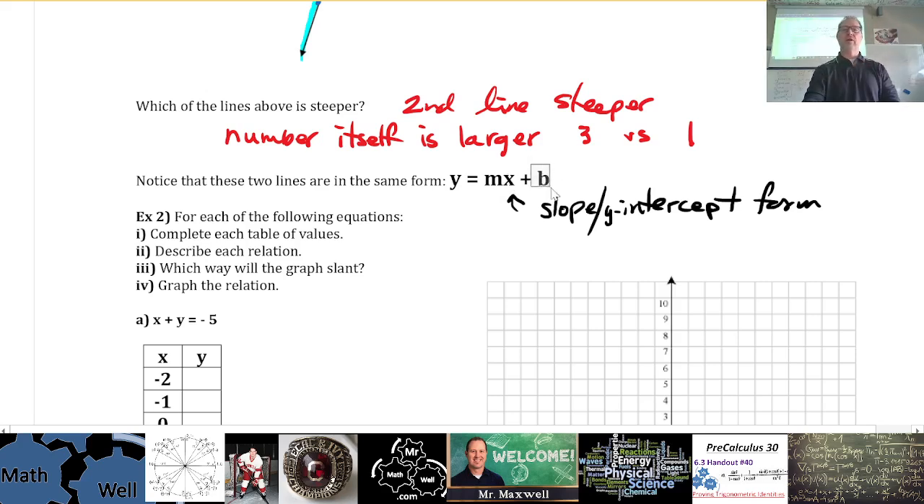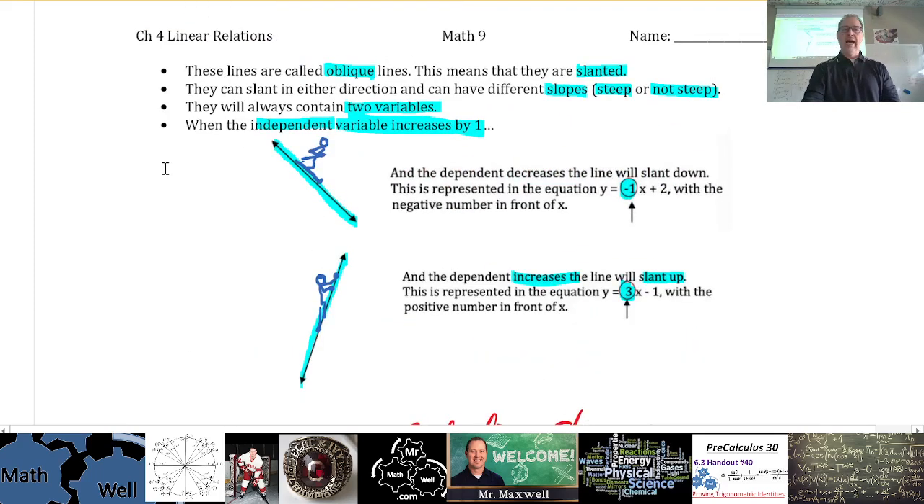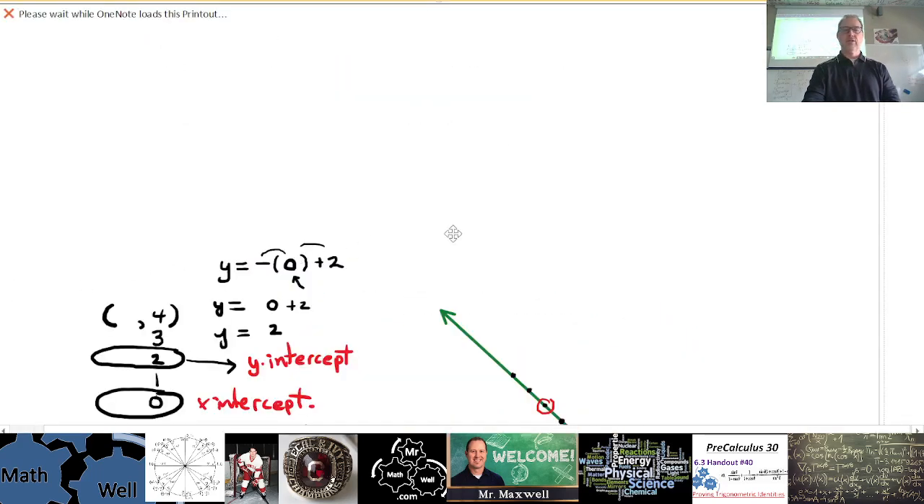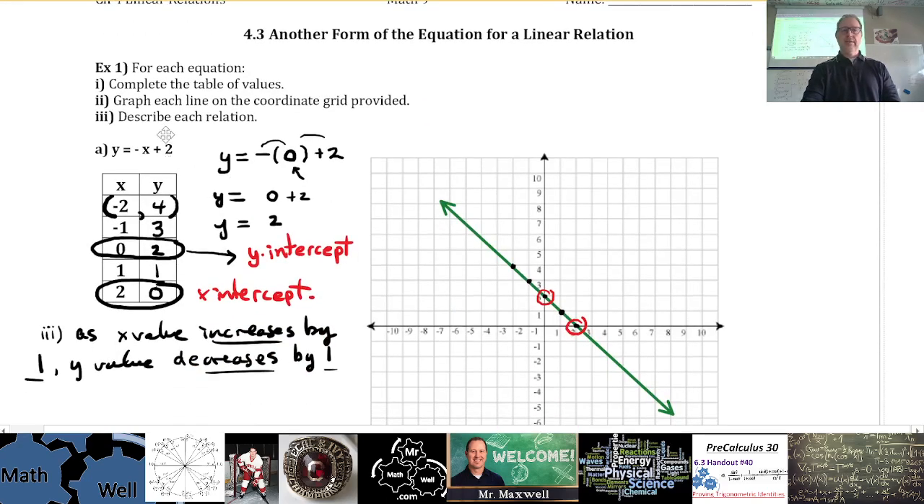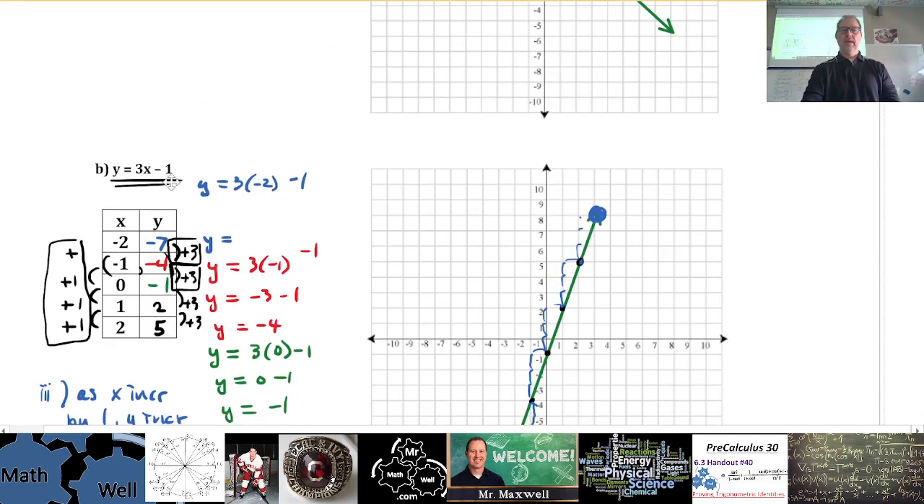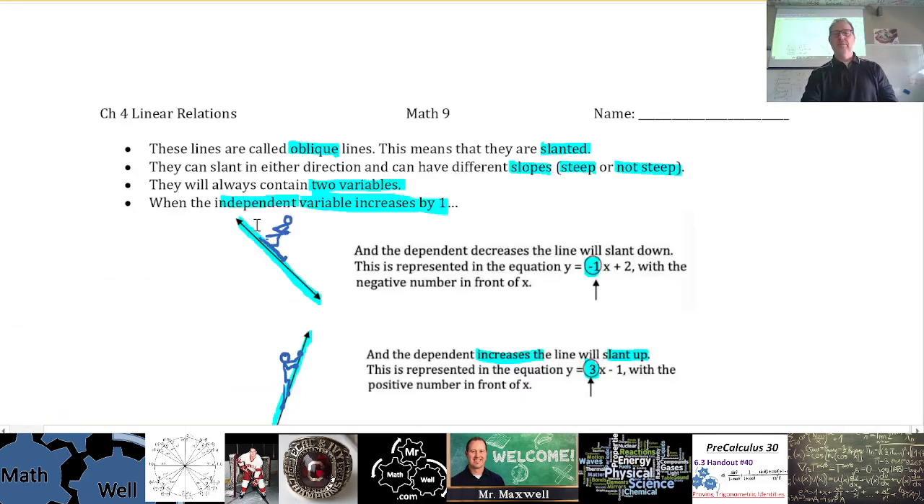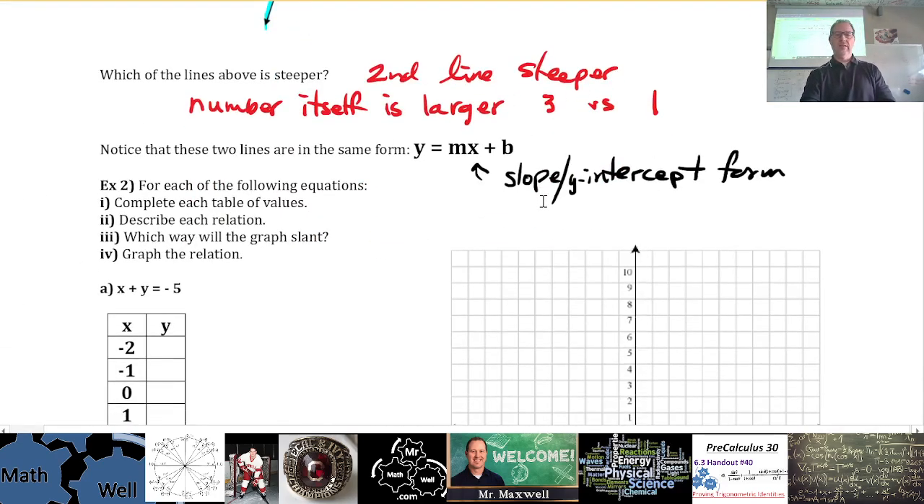And this b is also very important. And I don't know if we highlighted this yet, but this is super, super important. Look at the number here, the b value, the constant, plus 2. What do we notice about plus 2? Well, it's the y-intercept. It actually happens to be the x-intercept too, but look over here. Look at this one, -1. Which one is that? Well, that is the y-intercept. So this constant is very important as well. And the b is the y-intercept.